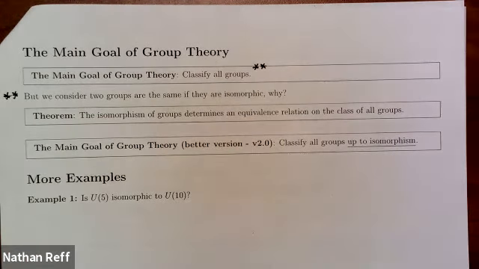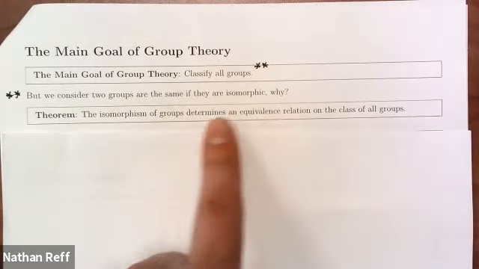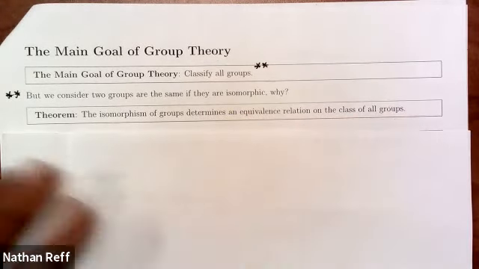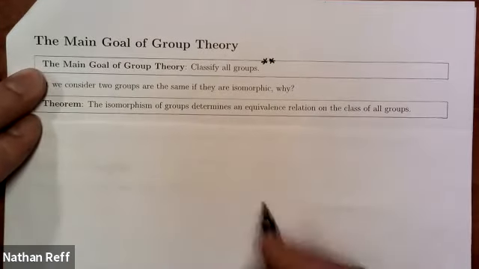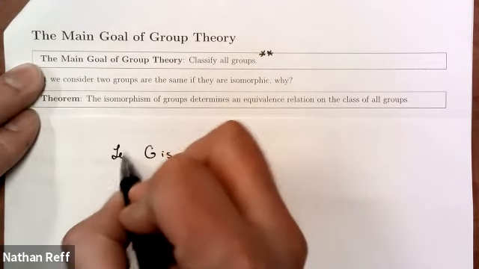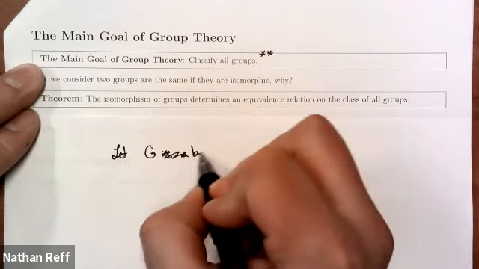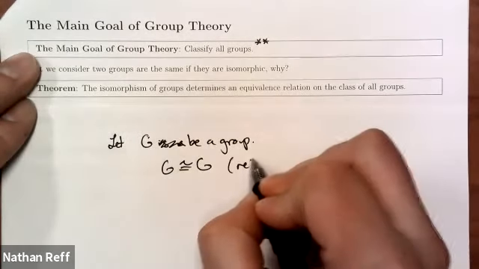Let me try to take away some of the abstractness of this. Looking at this part, isomorphism of groups determines an equivalence relation on the class of all groups, if you read that, it sounds like your brain is frying a little bit. But do you agree with this? Let G be a group. Do you agree G is isomorphic to G? So you just proved the reflexive property.